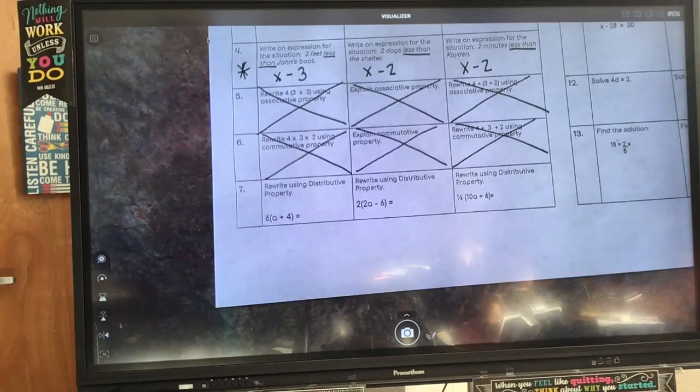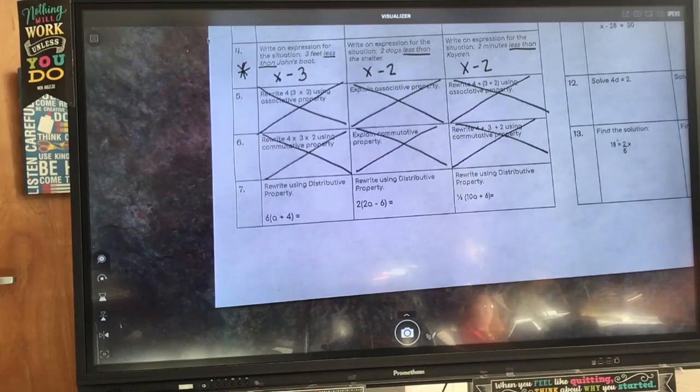Distributive property. So it says rewrite using the distributive property. It's not asking you to solve anything. It's just asking you to do what with the number on the outside. What's it asking you to do? I'll give you a hint. It's part of the name of the property.